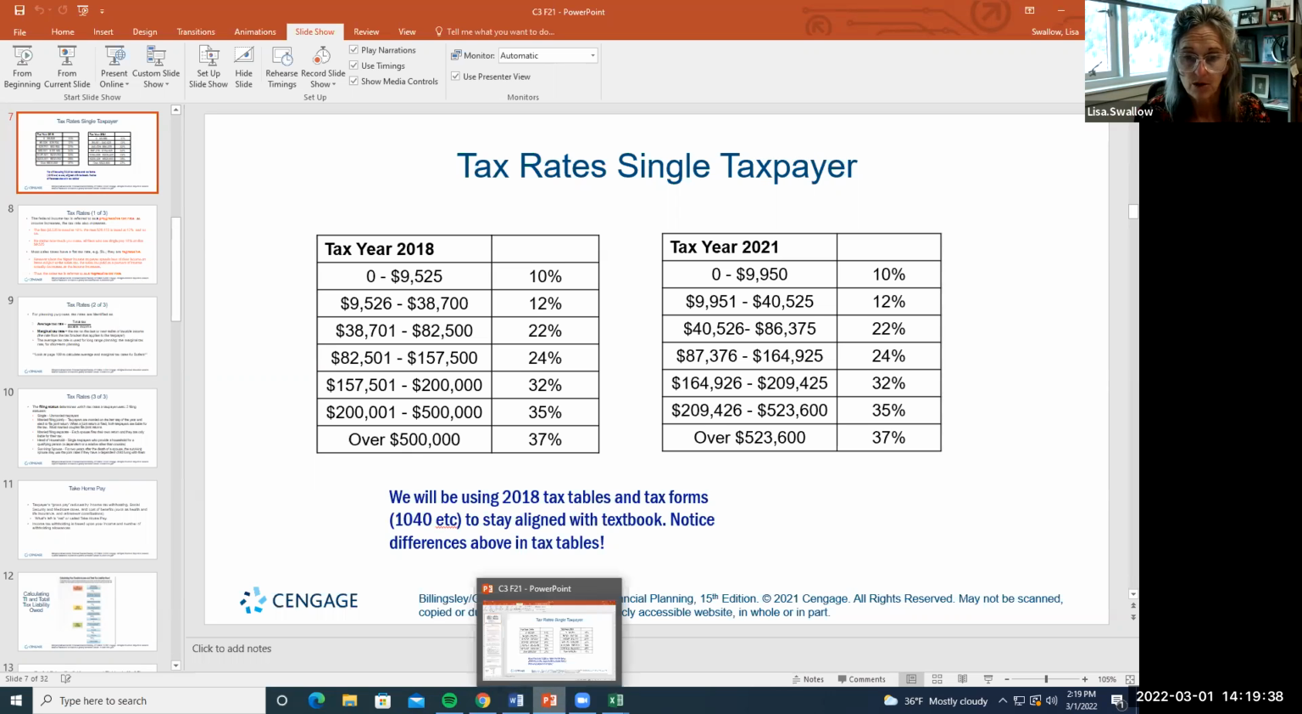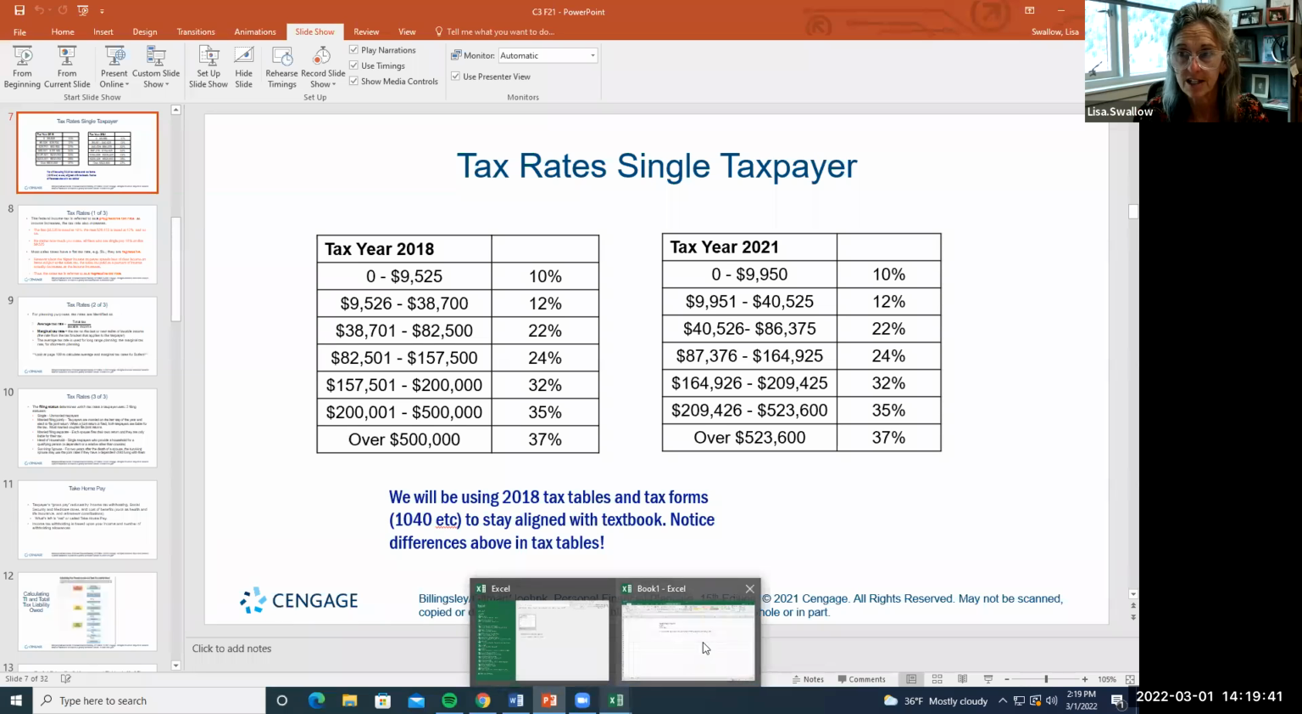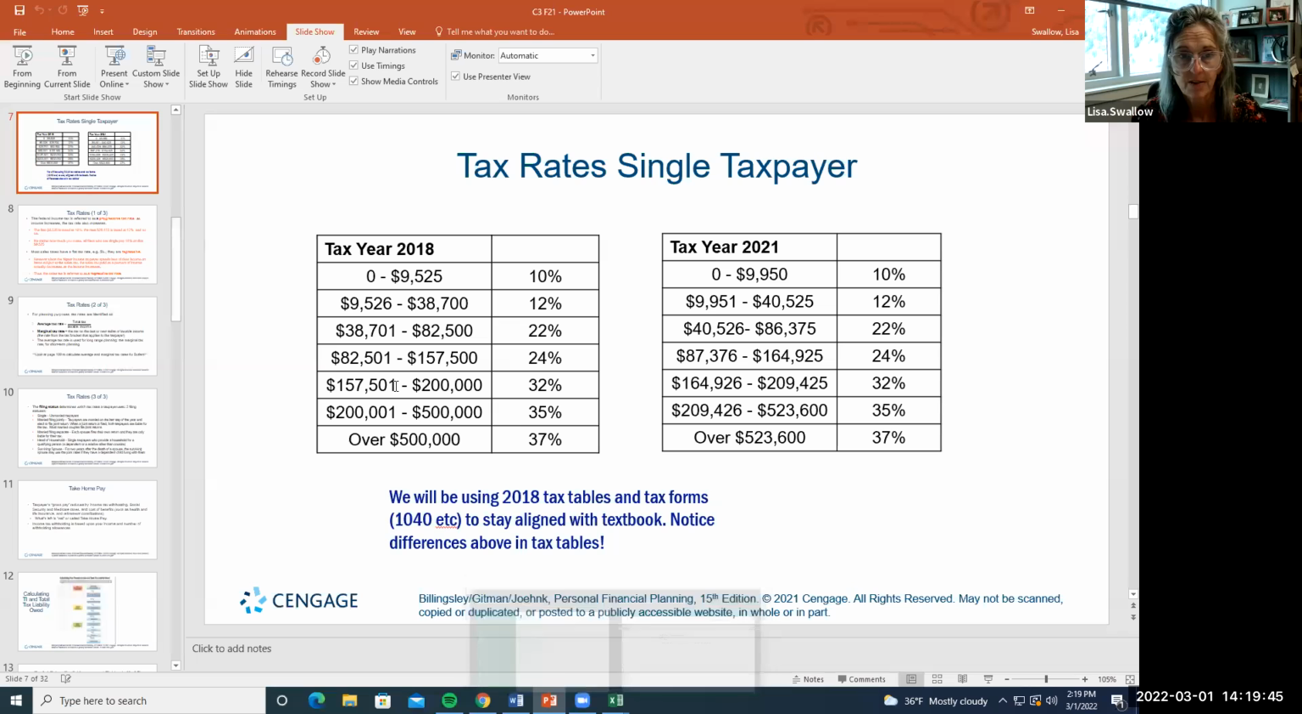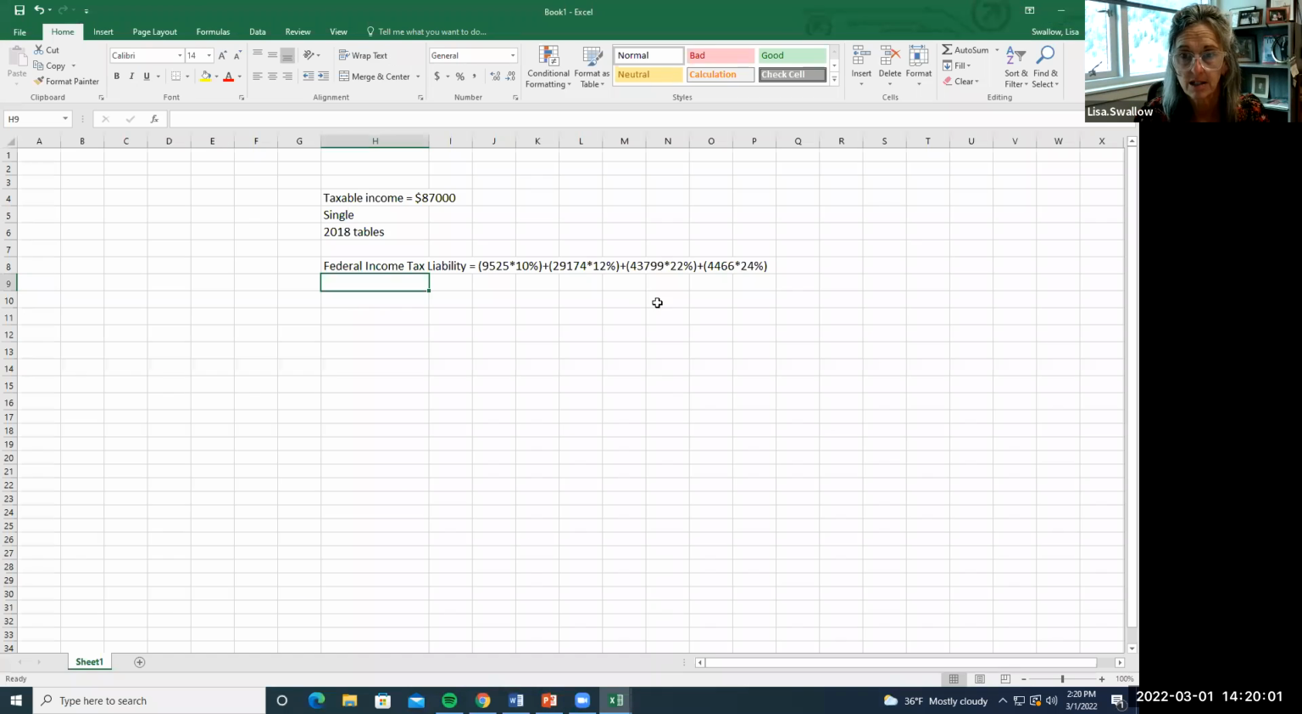Okay. So you guys aren't really saying anything, so I'm assuming it's like, okay, we totally get this. Then that next number is the difference between 38,701 and 82,500. And the last number is how much my taxable income has gone into that next bracket of 24%. Right, that last 4,466. So solve for how much my federal income tax liability is.